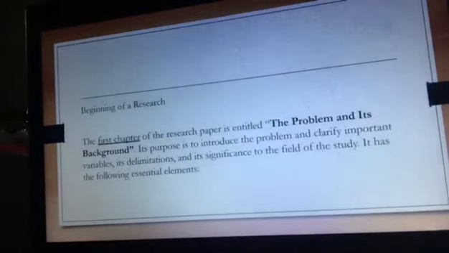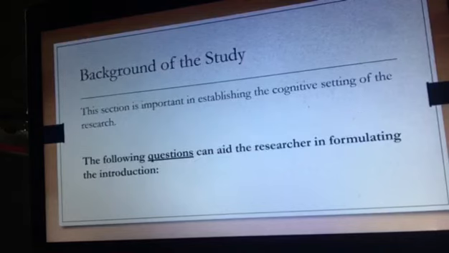Beginning of a research. The first chapter of a research paper is called The Problem and Its Background. This chapter is meant to talk about the problem being studied and explain why it's important. It also defines certain important terms and sets boundaries for the study. Background of the study. This section is important in establishing the cognitive setting of the research.